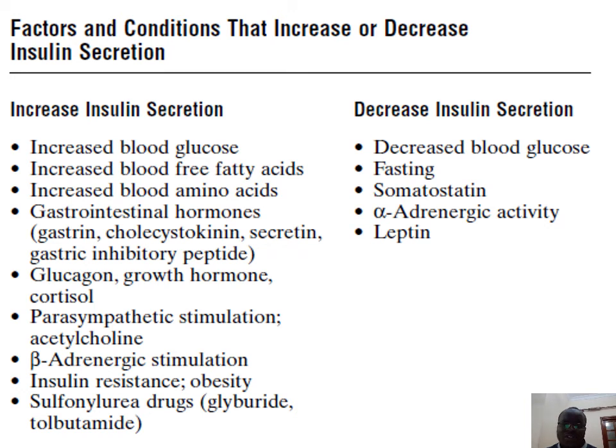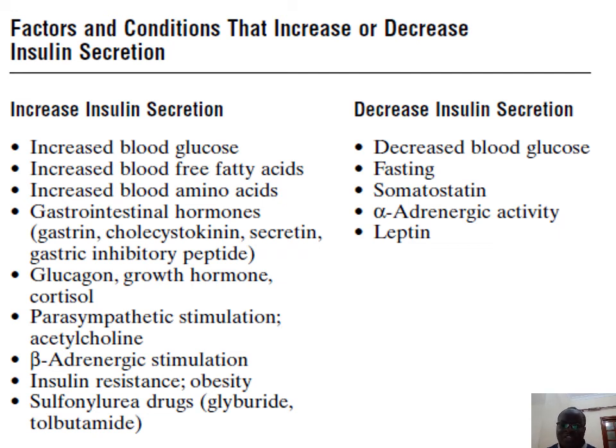Gastrointestinal hormones, which I've also explained, the gastrin, cholecystokinin, secretin, gastric inhibitory peptide, are going to cause an anticipatory increase in insulin secretion after a meal, especially. Glucagon, growth hormone, cortisol, all these can cause an increase in insulin secretion. The parasympathetic stimulation, acetylcholine, is going to increase it. The beta-adrenergic stimulation, the insulin resistance itself in obesity.